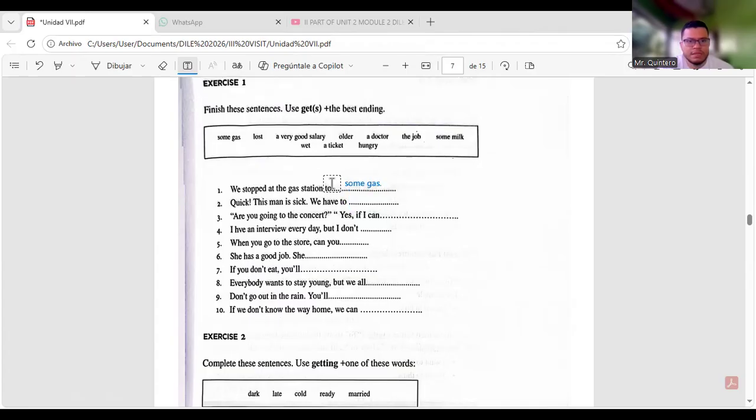Entonces vamos a usar el get, para ir describiendo cada uno de estos aspectos. Si se fijan, aquí tenemos to get, que es to get some gas. Nosotros paramos en la gasolinera para llenar un poco de combustible. Y cuando decimos este hombre está enfermo, apúrate, tenemos que llevarlo al to get to the doctor. Tenemos que llevarlo al doctor.